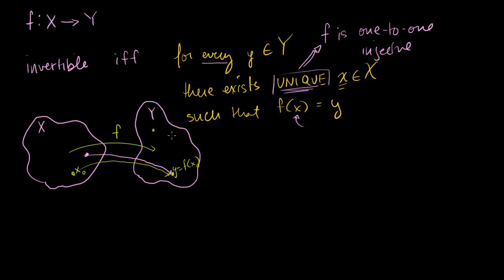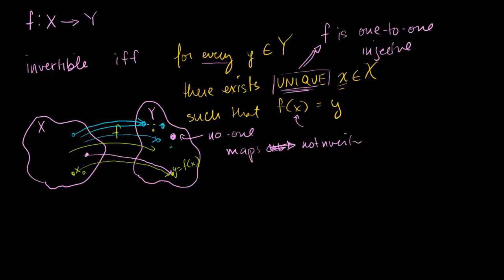There cannot be some y here that no one maps to. If that's the case, then we don't have our conditions for invertibility. That would be not invertible. So every element of y has to be mapped to, and all of these guys can only be mapped to by one of the elements of x. Everything here has to be mapped to by a unique guy.